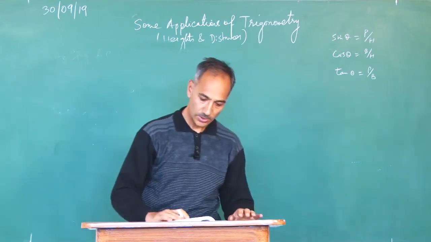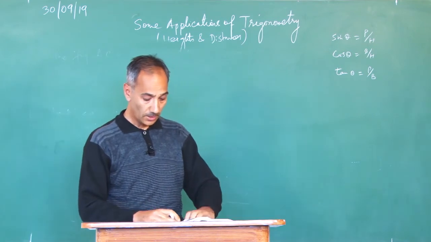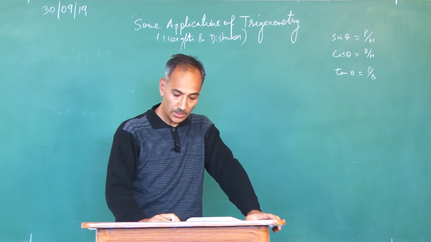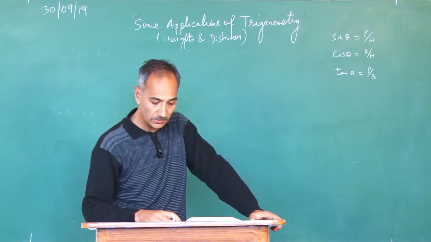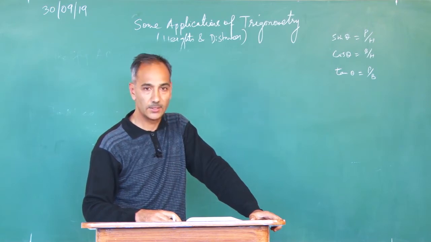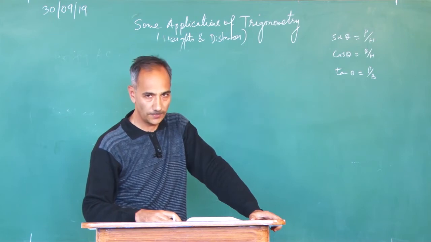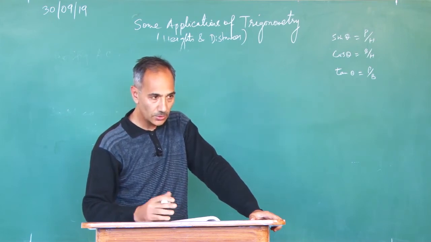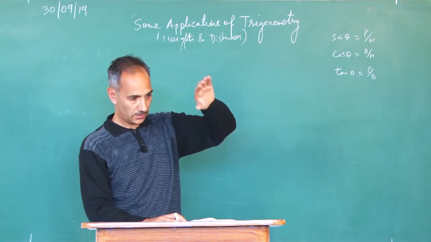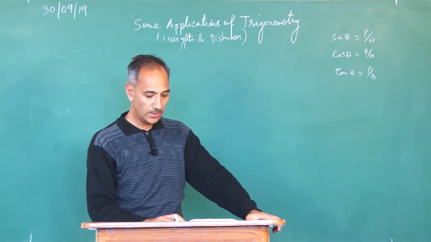Now, the second question is based like this. You have a tree. A tree breaks due to storm, and the broken part bends so that the top of the tree touches the ground, making an angle of 30 degrees with it. So this is based on a tree. Now there's a tree. The tree breaks due to storm, but whatever part breaks doesn't fall down, that forms an angle.